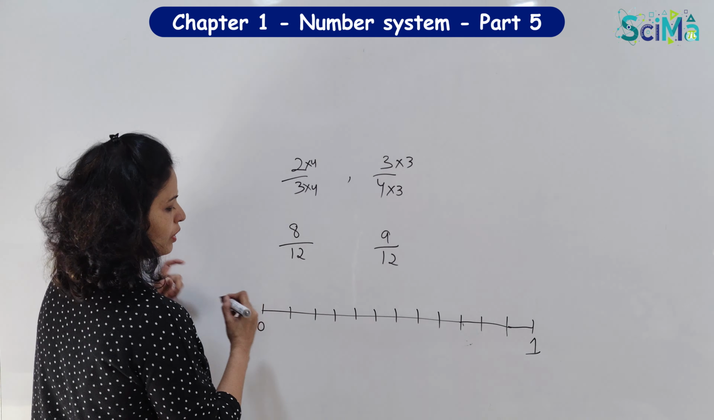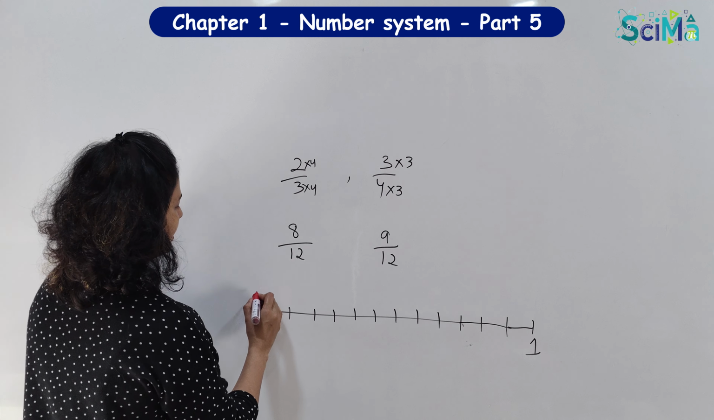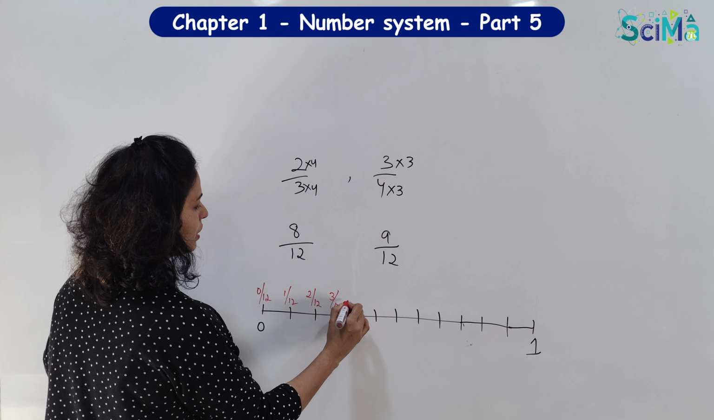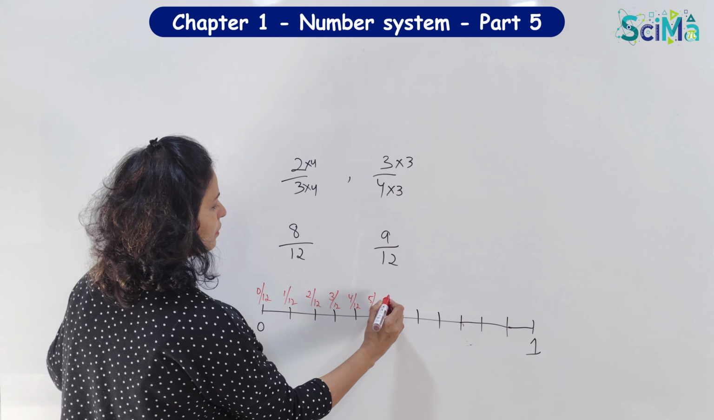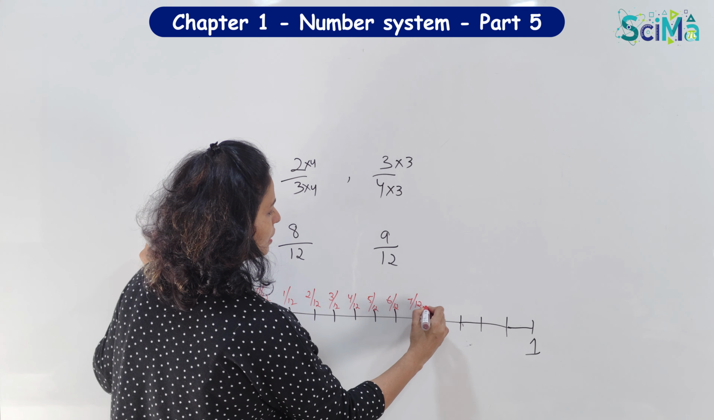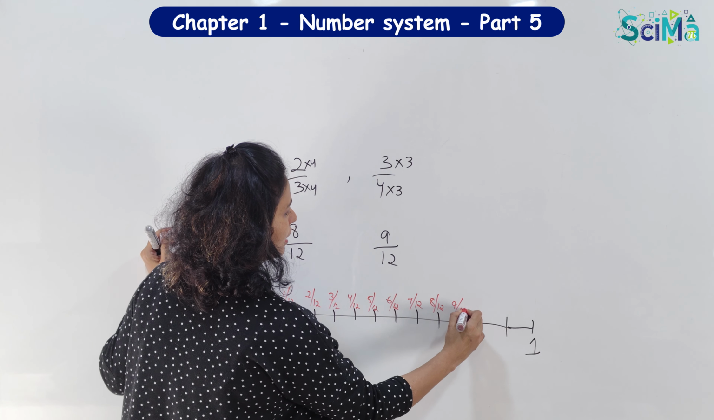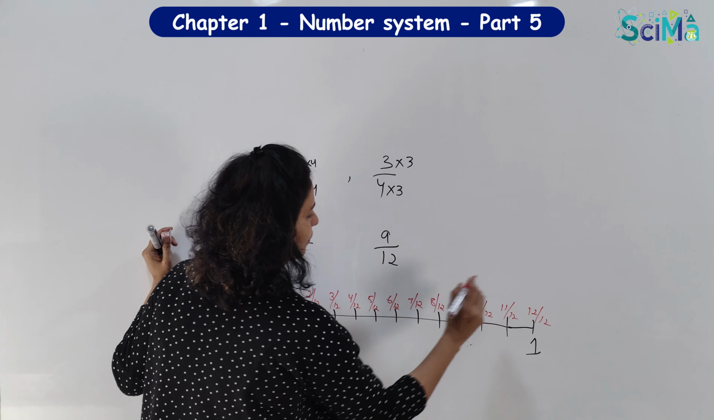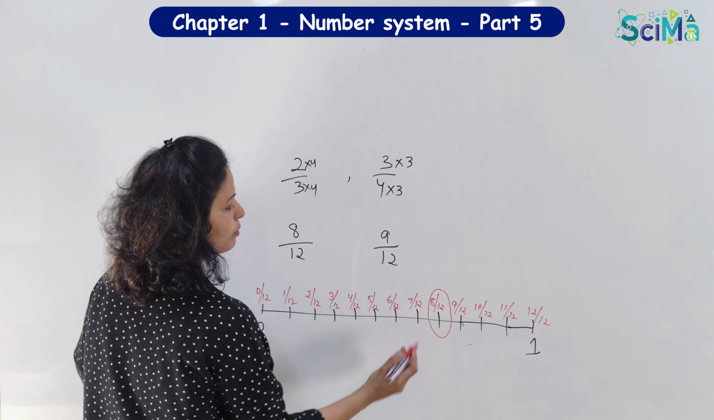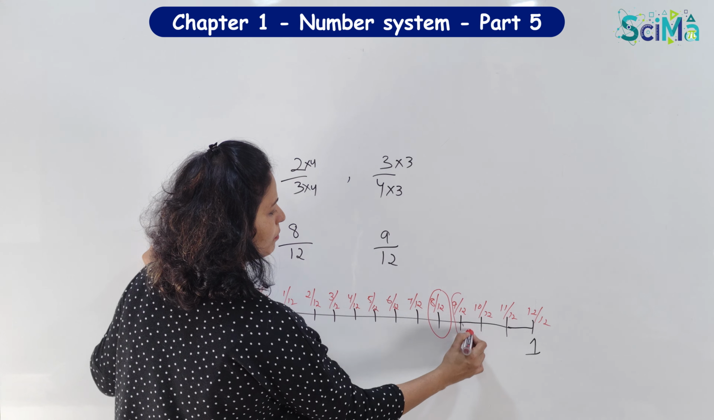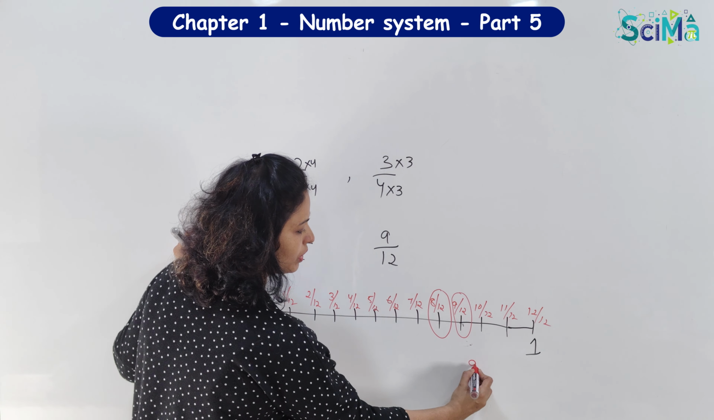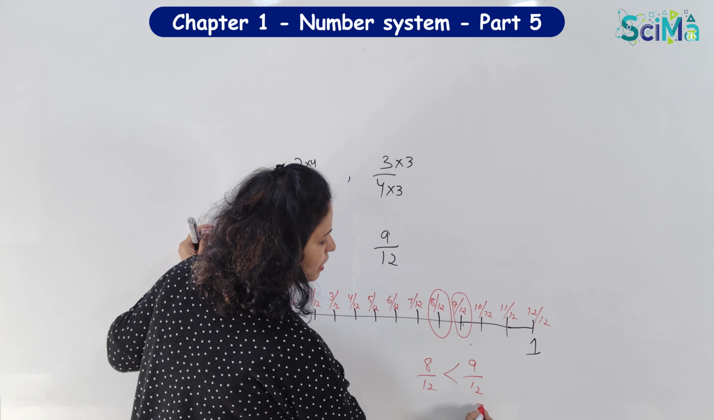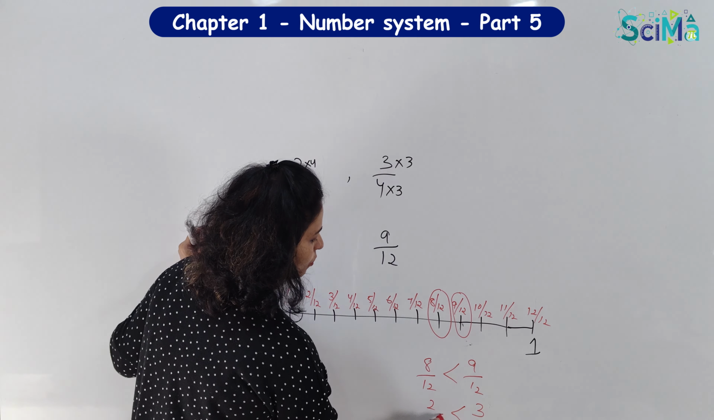So here you can represent now. This is 0 by 12, 1 by 12, 2 by 12, 3 by 12, 4 by 12, 5 by 12, 6 by 12, 7 by 12, 8 by 12, 9 by 12, 10 by 12, 11 by 12, and this is 12 by 12, right? Now here is 8 by 12 and here is 9 by 12. Which is on the right side? 9 by 12. So 9 by 12 is greater than 8 by 12. That means 3 by 4 is greater than 2 by 3.